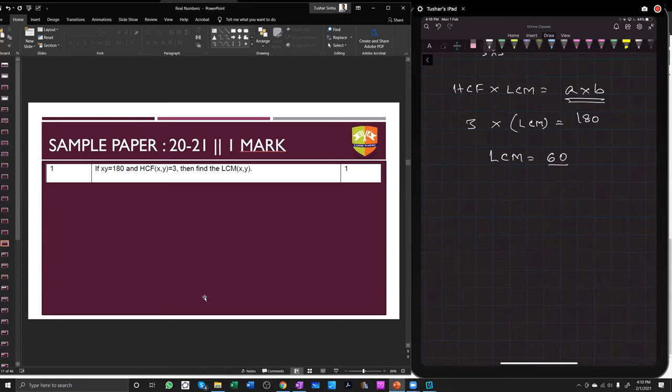Can you predict two such numbers, x and y, whose LCM is 60? Can anyone predict any numbers? 6 and 9? But 6 into 9 is not 180. The product is 180. Getting my point? 3 and 20? Again, 3 and 20 cannot work, the product has to be 180, no? Isn't it?